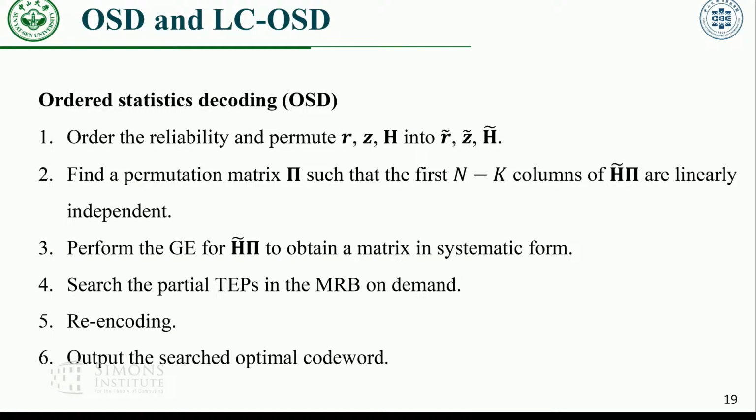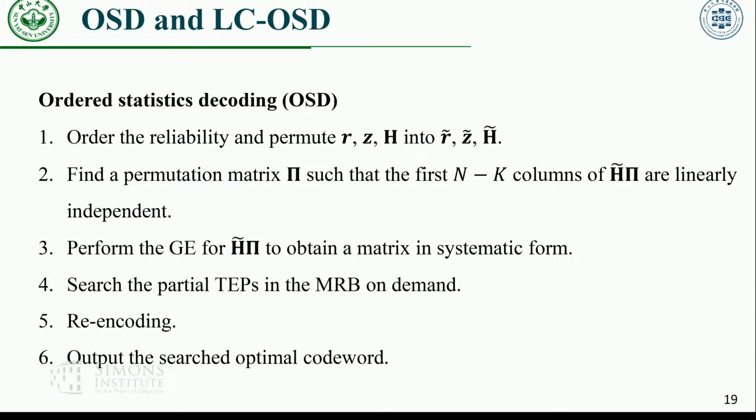So why do we need ordered statistic decoding? Let's first review the OSD. First, order the reliability and permute the LLR and the hard decision H correspondingly. Find a permutation matrix such that the first n minus k columns are linearly independent, then perform Gaussian elimination to obtain a matrix in systematic form. Then search the partial TEPs in the MRB on demand, re-encode, and output the optimal code word.